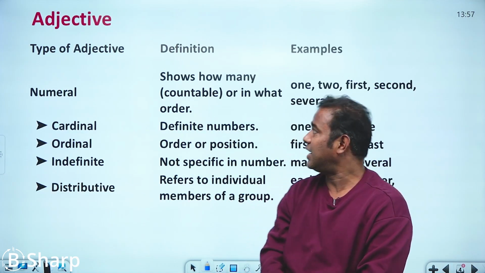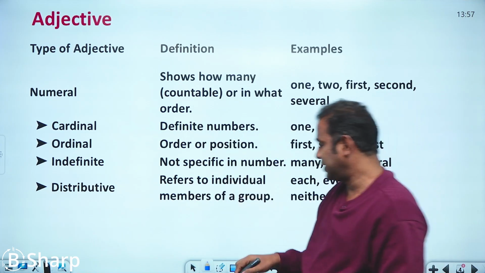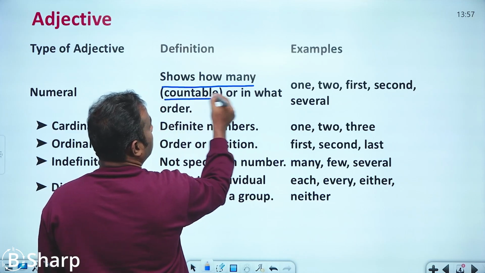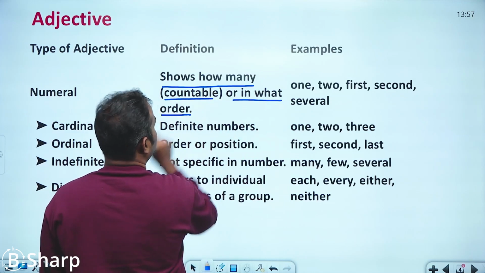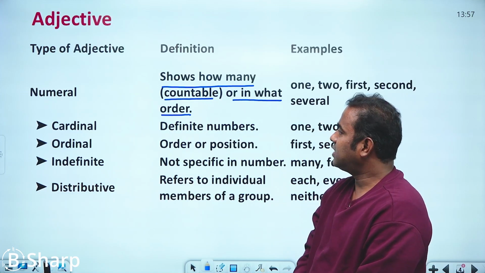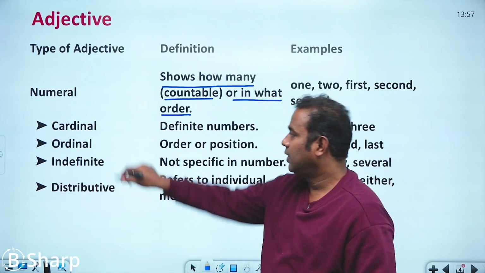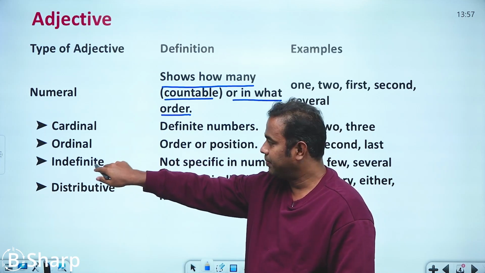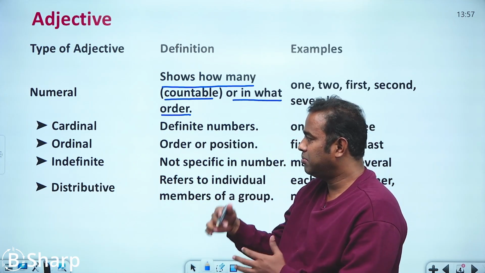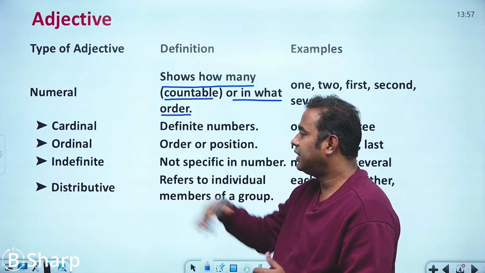Numeral adjectives come in several varieties. What the numeral adjective does is show how many, or in which order you can count. That's the meaning of a numeral adjective. In this, you have the categories: cardinal, ordinal, indefinite, and distributive. What is the basic difference between cardinal, ordinal, indefinite and distributive?